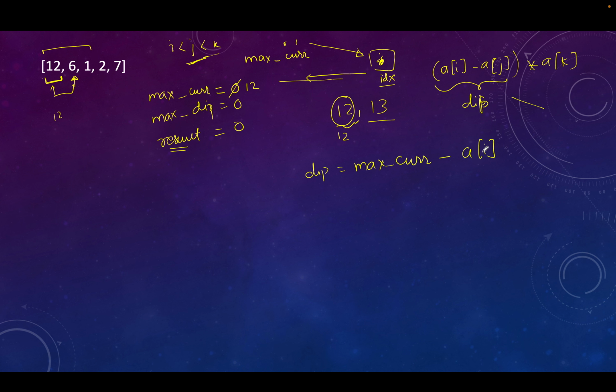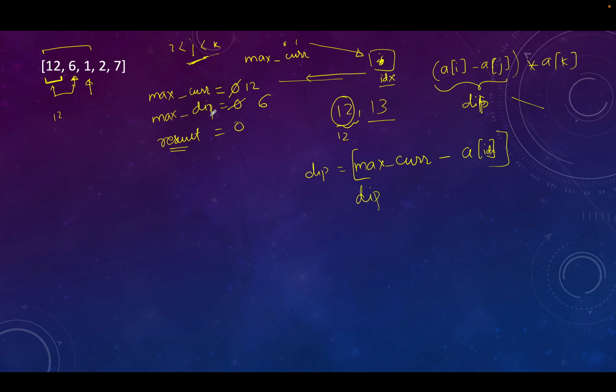We are at the ith index, or idx. So this value and dip itself, so the maximum among these. So 0 and the maximum of 12 minus 6, 6. So here dip becomes 6. We are not interested in the result yet. Then we come here.